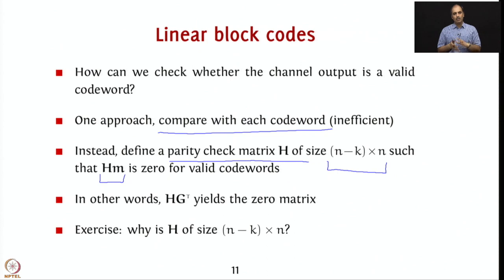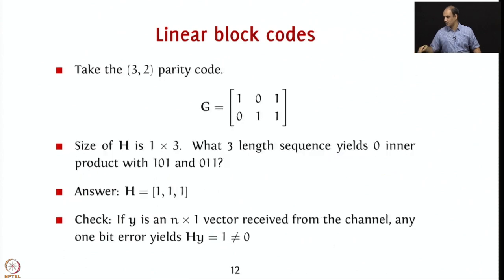Intuitively, we want to construct a parity check matrix, and this parity check matrix is very useful to check whether your code word is correct without having to do the comparison with all the G's, all the M transpose G's. So we just did this: what 3-length sequence yields 0 inner product with 101 and 011? We found that it is 111. Of course, 000 is trivial.